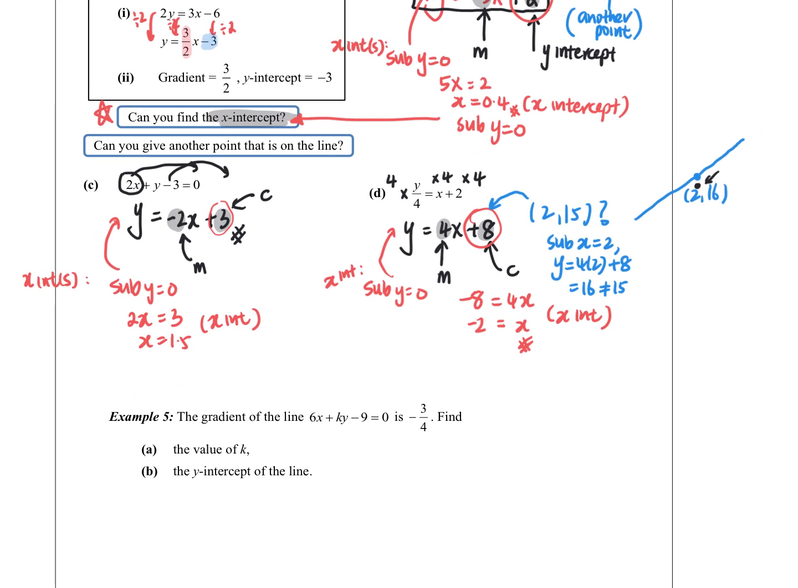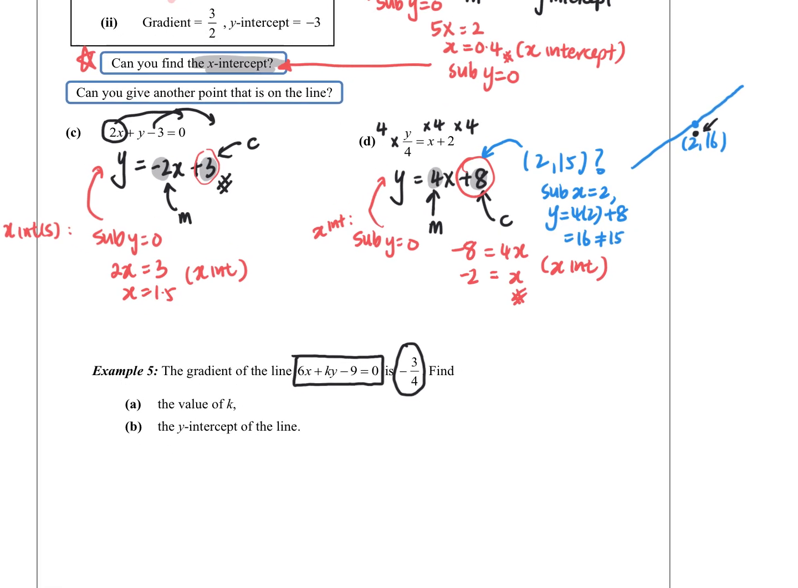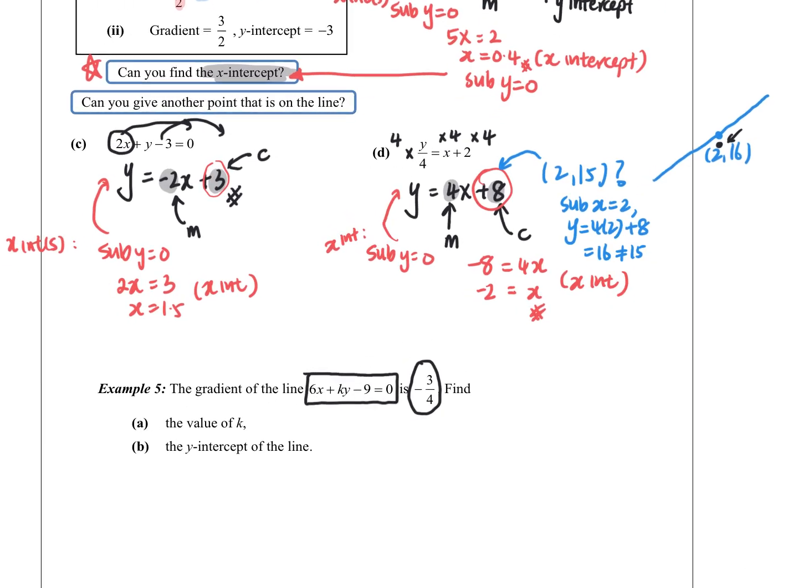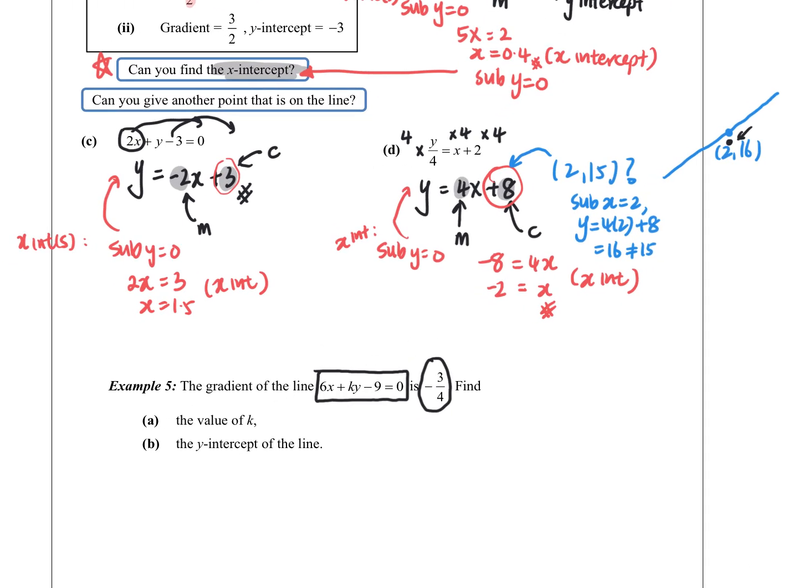Okay, this one, I'm given this equation, and the question says the gradient is this. What do you think I should do? How do you think I should approach this question? They tell me the gradient of this line is minus 3/4. What will you do if you are given this question?